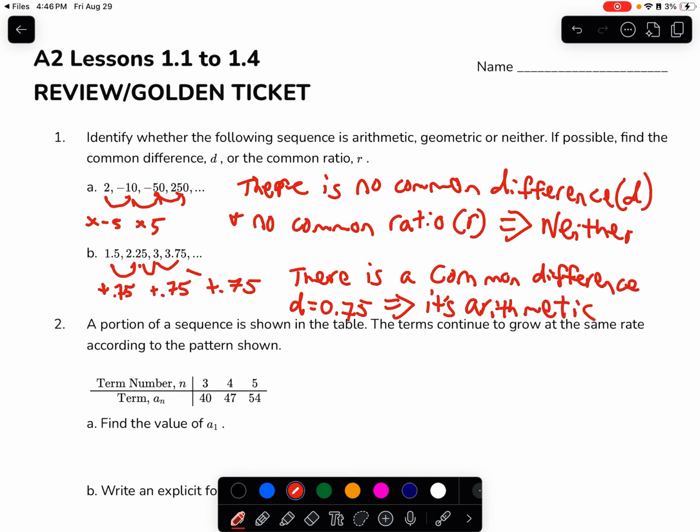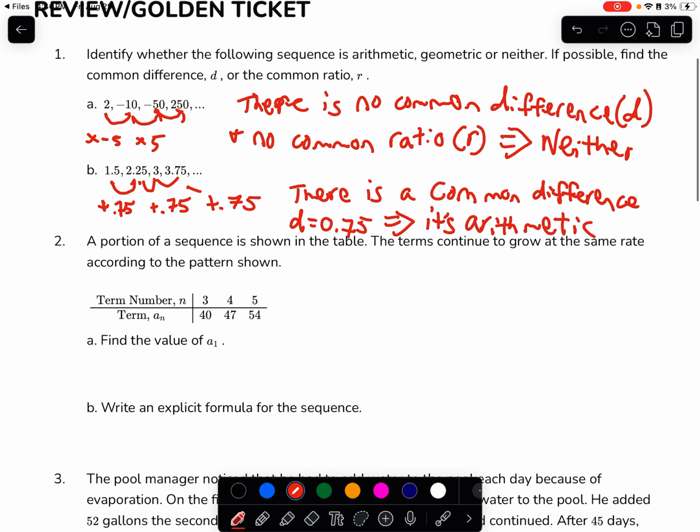Okay. So you have to look for a common difference and a common ratio. And if neither occurs, like on A, then it's neither arithmetic nor geometric sequence. If, like in B, you have a common difference of 0.75, it's arithmetic.